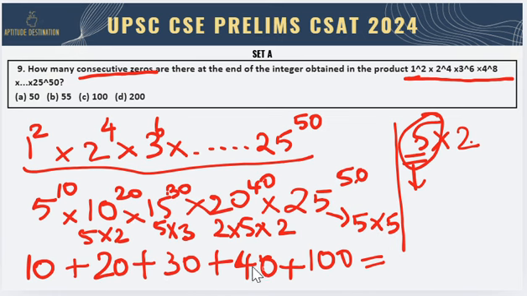If you add all of these, we are going to get the number of 5's here, and we are going to mark that as the answer because we don't care about the number of 2's present here, since obviously the number of 2's is going to be greater than the number of 5's present in this expression. I hope it's clear for you. So if you add up all these, you will get 200. Therefore, option D is the right answer.